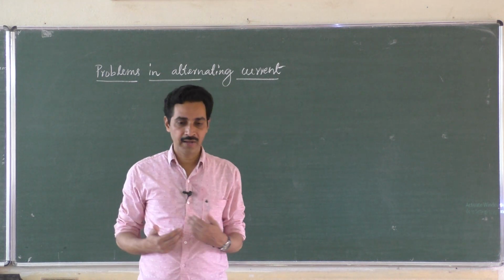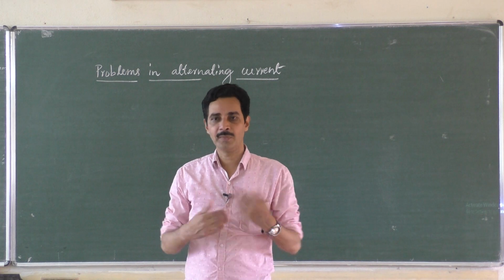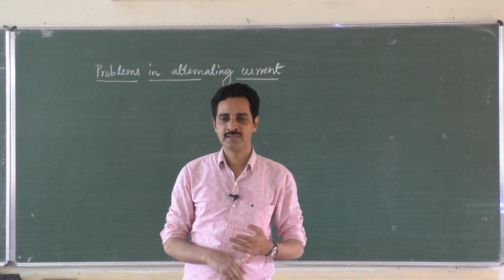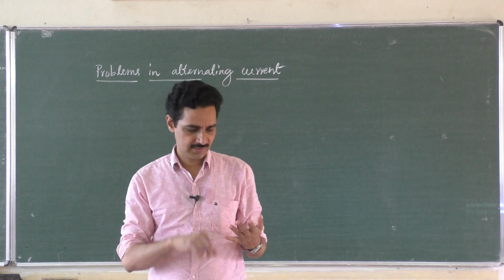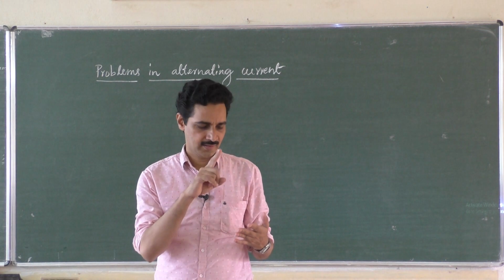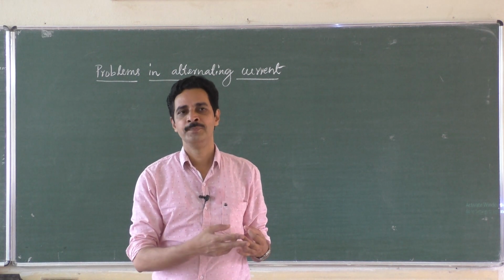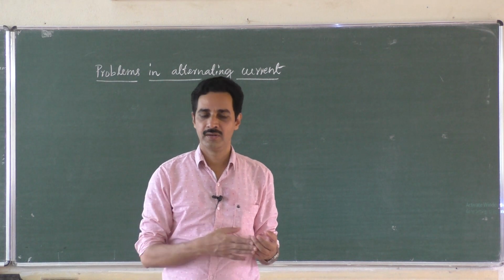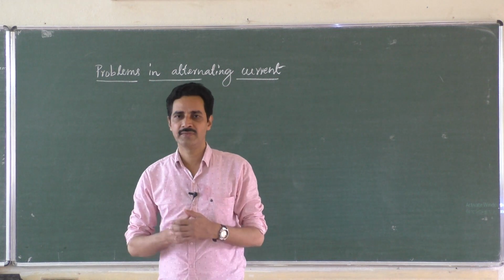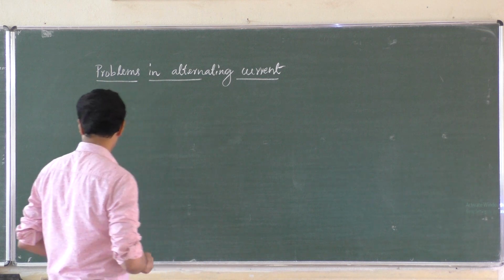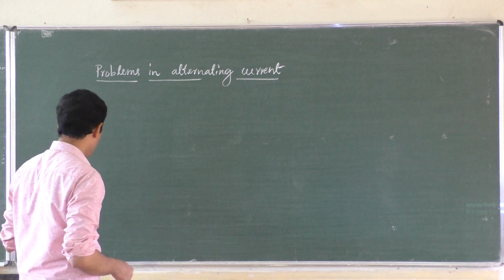Now, instead of rewinding all the formulas once, we will jump into a problem wherein you will have to calculate everything. A series resonance circuit: resonant frequency, impedance, current, inductive reactance, capacitive reactance, and power factor, power dissipated, even quality factor, everything. We will calculate everything in that. We will take such a problem. So here is the problem.